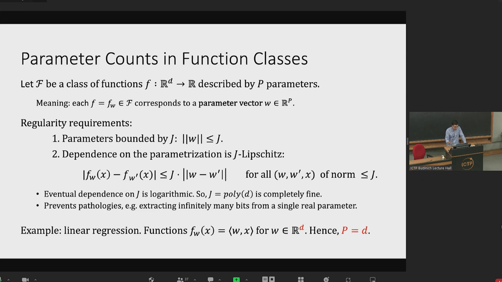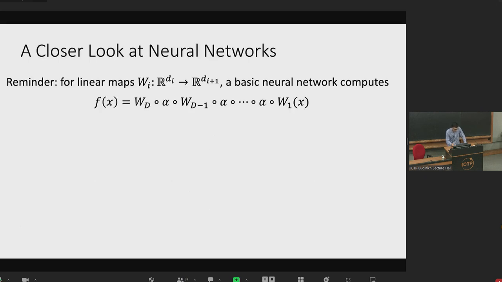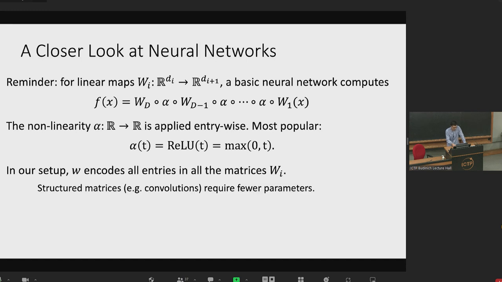As a simple first example, if I'm looking at linear regression, then my functions are just inner products, and the number of parameters is going to be the dimension of the original space again. Okay, let's look at a more realistic example of this setup. Let's look at feed-forward neural networks, which are given by linear maps composed alternately with nonlinearities alpha, for example, the ReLU. In our setup, the parameter vector W is going to encode all the entries in all of these weight matrices. A very nice thing about our setup is that if you have a structured matrix, like a convolution, there are a lot of repeated entries. This correspondingly decreases the number of parameters, so I can just treat it as one coordinate in my parameter vector.